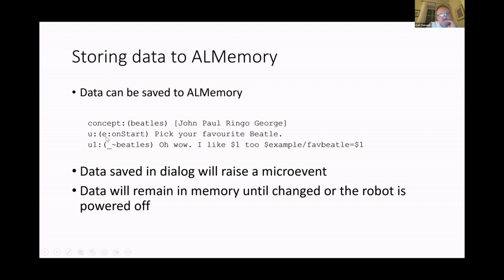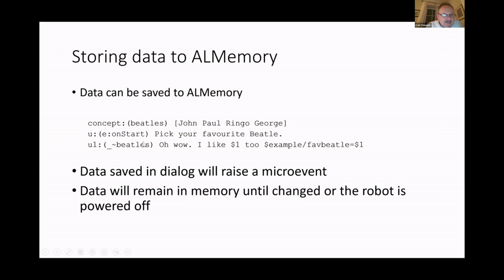When the application starts, we'll talk about event starts in a moment. But when the dialog box starts, Now actually says, pick your favorite Beatle. You say John, Paul, Ringo, or George. If it was me, I'd probably say Ringo. That's what this piece, the tilde Beatles, does.